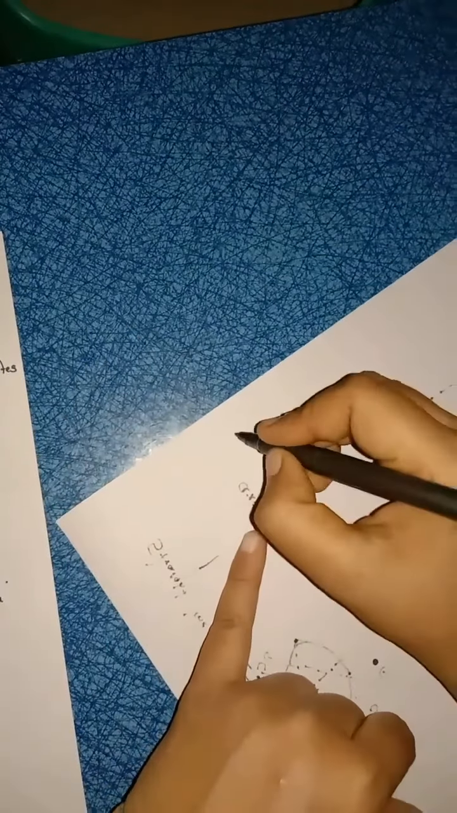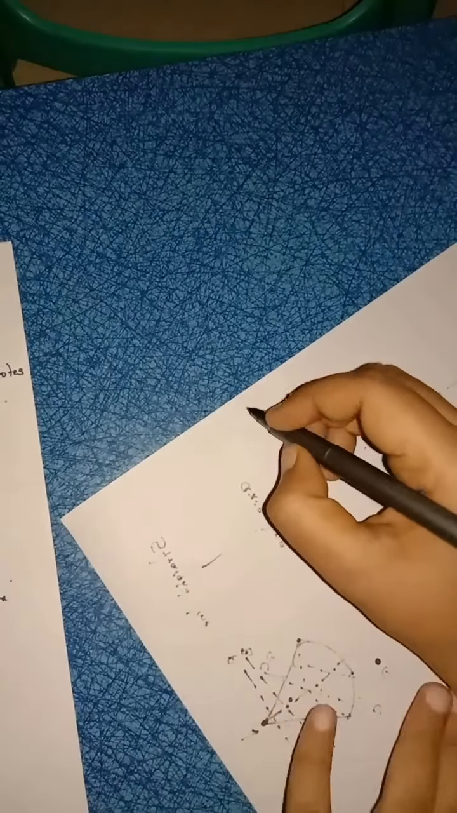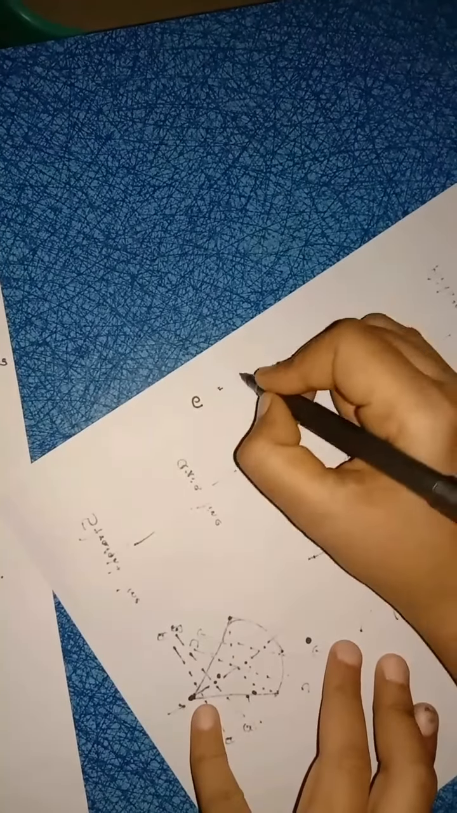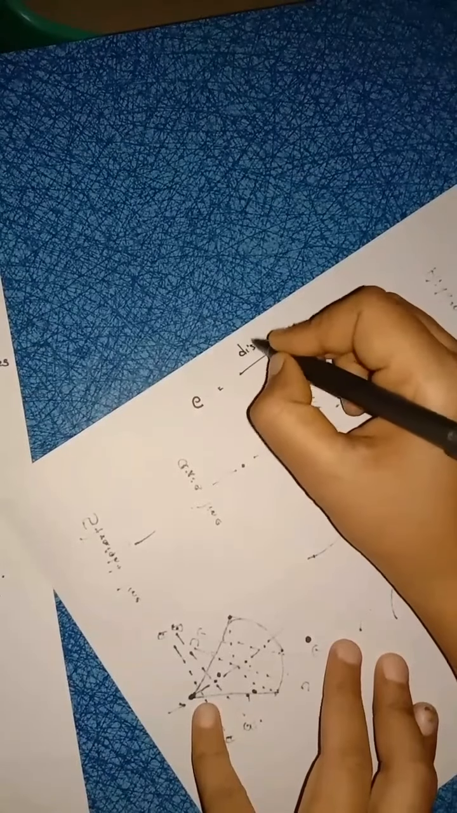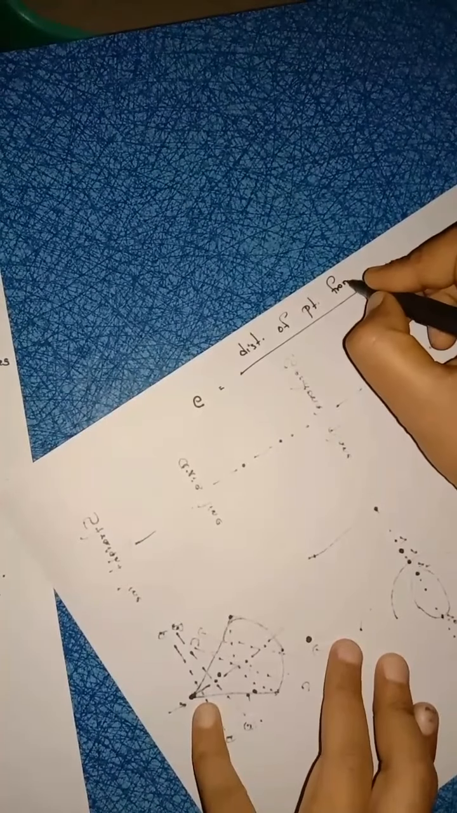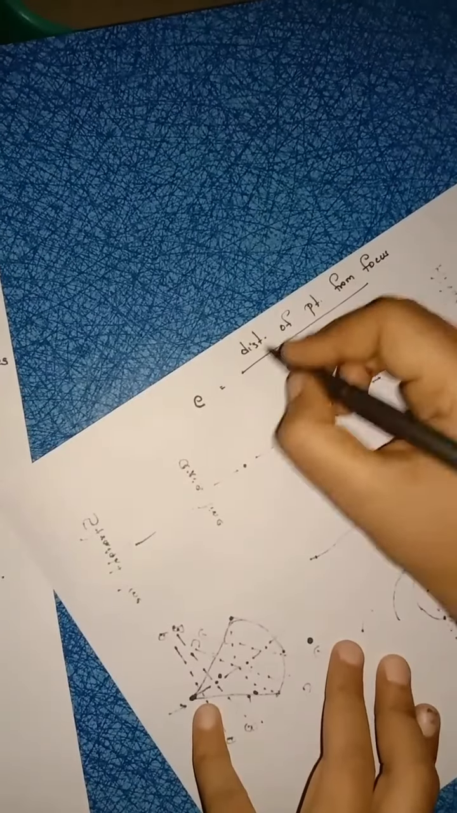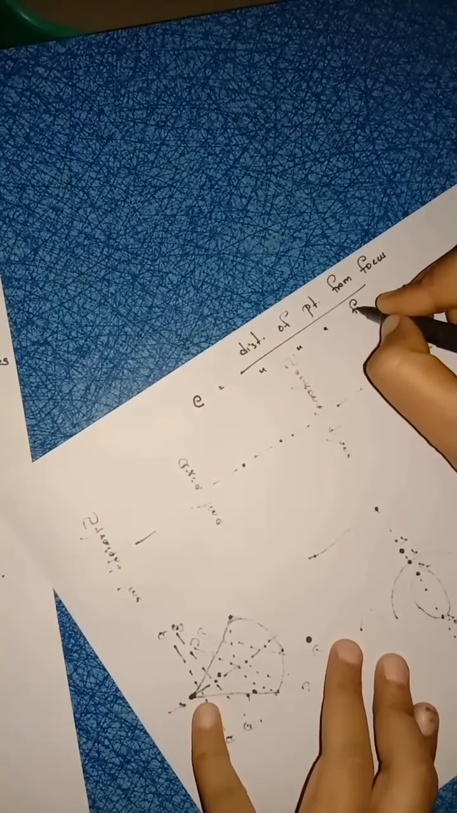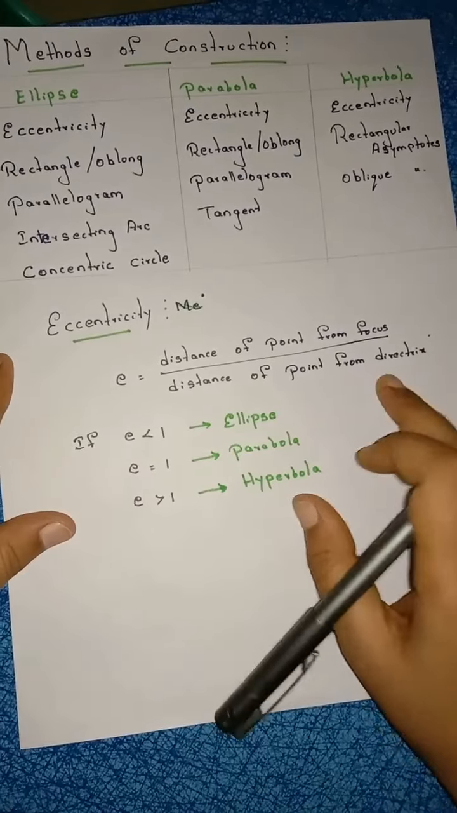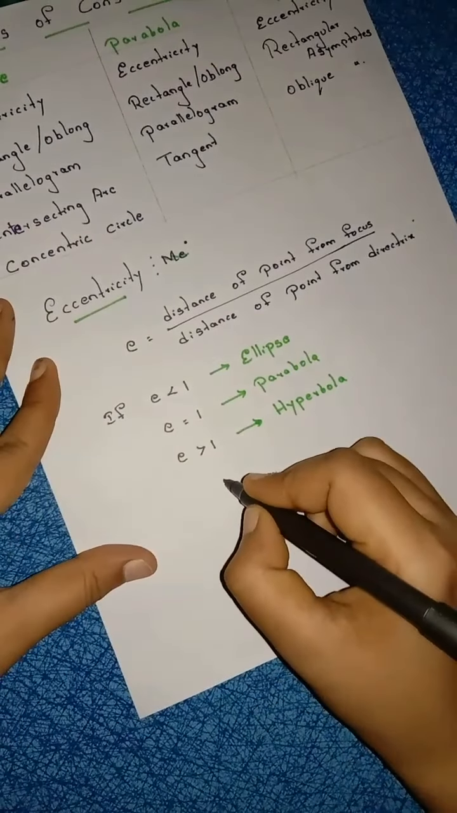Now, what is eccentricity first? Eccentricity is denoted by small e. E equal to distance of point from focus to distance of point from directrix. I wrote here eccentricity E equal to distance of point from focus to distance of point from directrix. What does it mean?